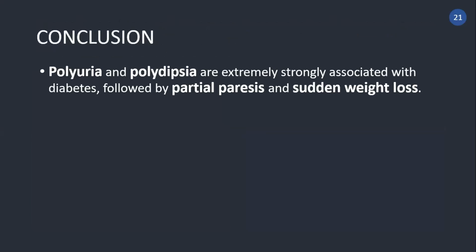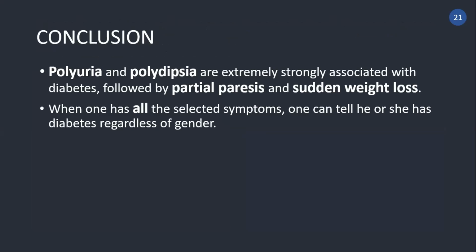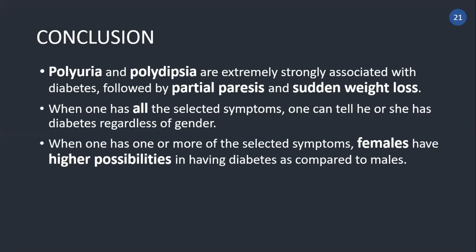So as a conclusion, polyuria and polydipsia are extremely strongly associated with diabetes, followed by partial paralysis and sudden weight loss. And if one has all of the selected symptoms, one can tell he or she has diabetes regardless of gender.